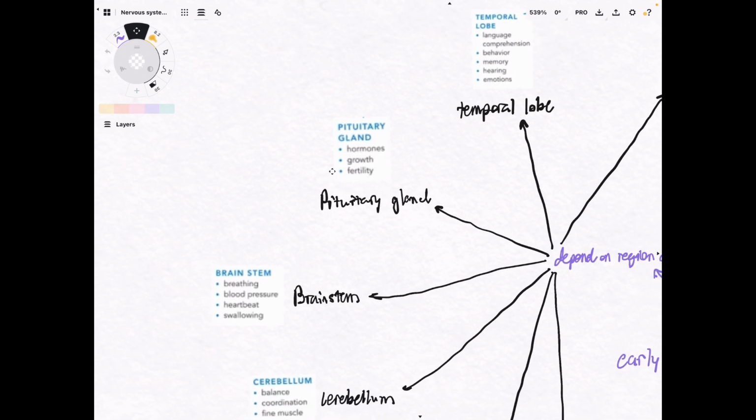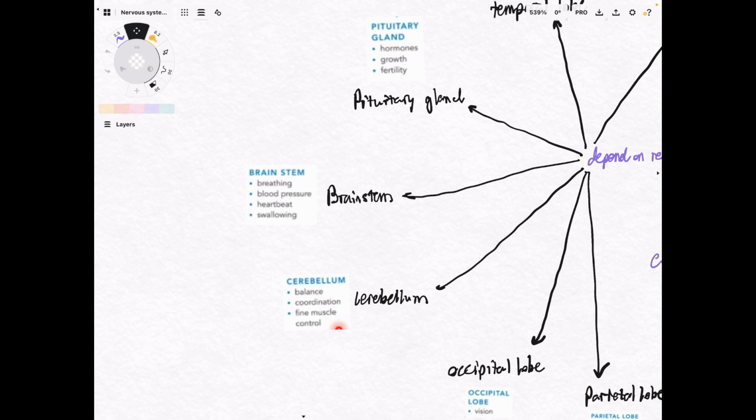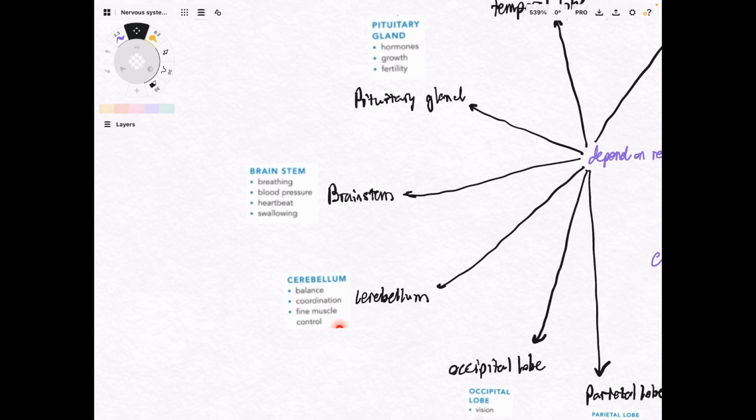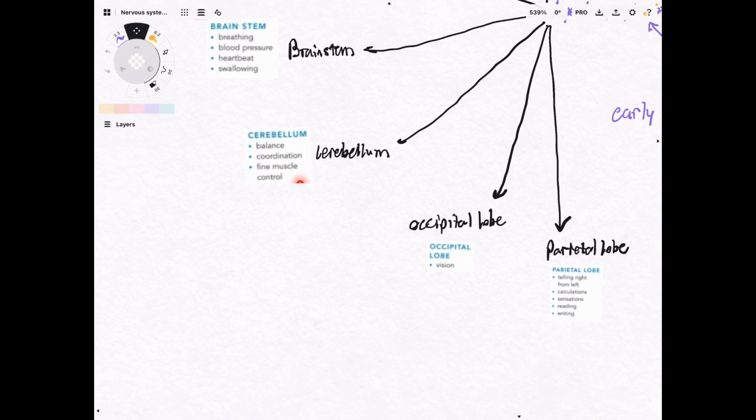And then the pituitary gland, if it arises there, of course you're going to have hormonal issues, maybe some growth issues from growth hormone, fertility issues. So those are seen in pituitary gland primary focal CNS tumors. Now moving on to the brainstem. Of course, the brainstem's more in charge of those vital functions of the body, like breathing, blood pressure, heart rate, and swallowing. So if the patients have any trouble with those, maybe a primary CNS tumor should be on your radar. Cerebellum's obviously involved with balance, coordination, and fine muscle control.